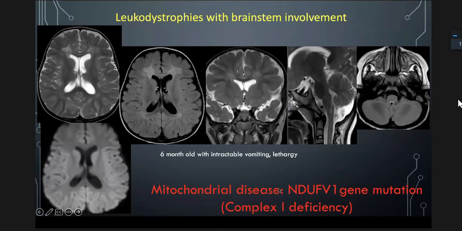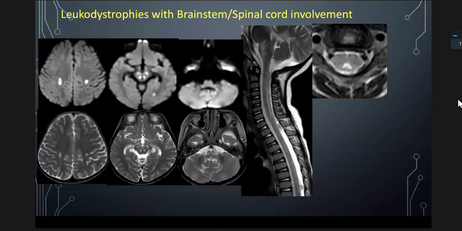As I mentioned before, mitochondrial diseases most of the time will show restricted diffusion. However, at times they will not show restricted diffusion, like in this case. And this was a proven case of complex 1 deficiency. So, brainstem can be a part of mitochondrial disorder.